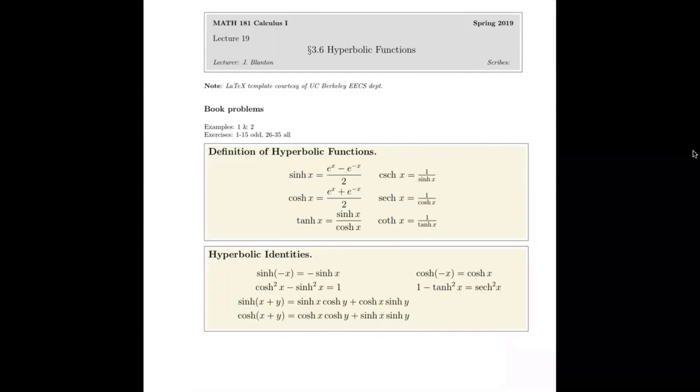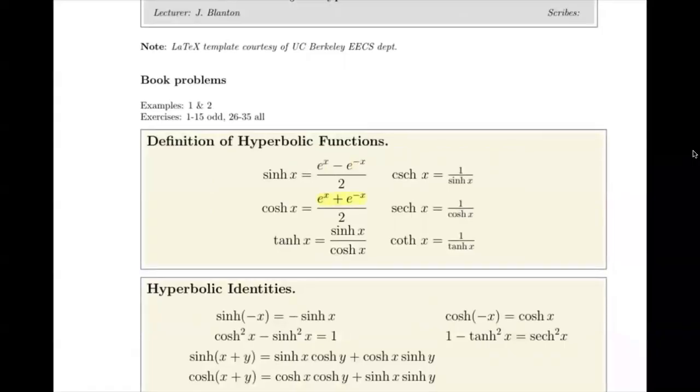Now, this is the definition of these functions. Hyperbolic sine of x is e to the x minus e to the negative x, divided by 2. Hyperbolic cosine is very similar, with a plus sign between those two exponential functions. Then we define hyperbolic tangent of x as hyperbolic sine of x over hyperbolic cosine of x. Similarly, down the line for hyperbolic cosecant, hyperbolic secant, and hyperbolic cotangent. So that's pretty easy to define.